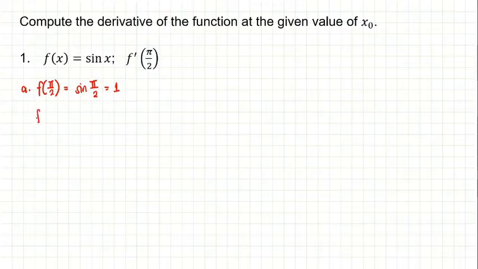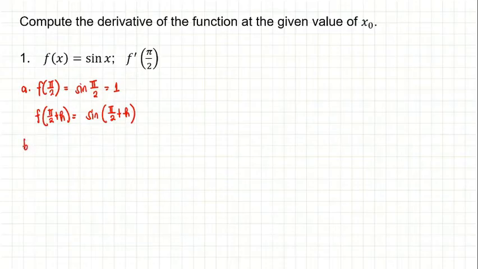Next, we need to solve for f of pi over 2 plus h. So we just need to substitute pi over 2 plus h to our x. So we will have sine of pi over 2 plus h. So there.